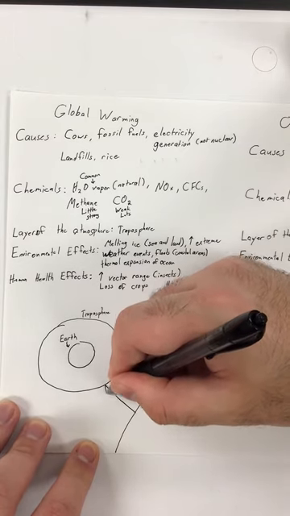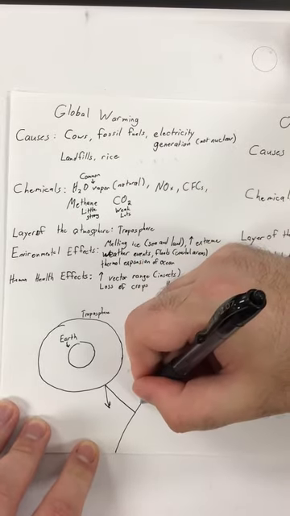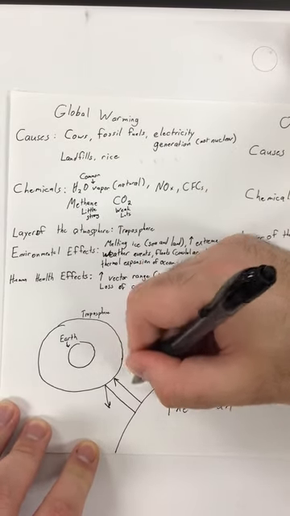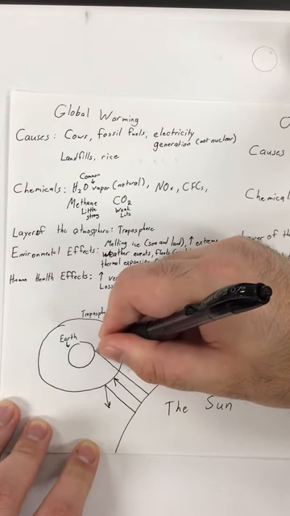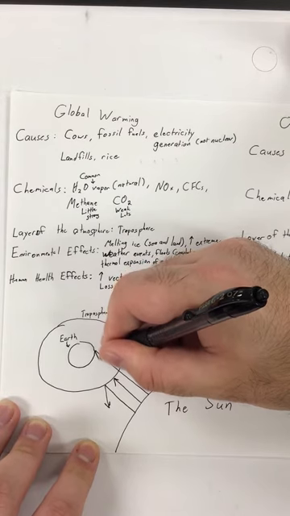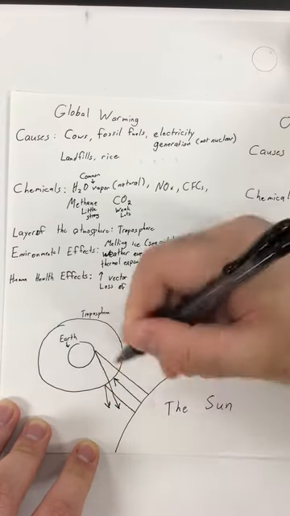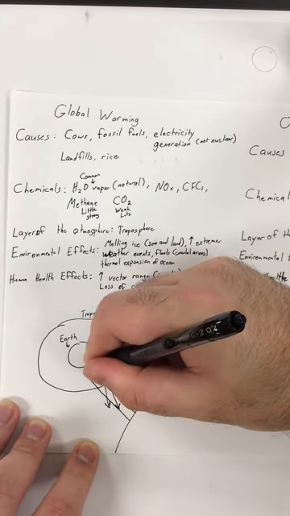The atmosphere will deflect some of it. It just won't make its way to the surface of the Earth. So some gets deflected. Some doesn't make it to the Earth's surface, where it's absorbed, and then it's re-emitted, and it goes back out into space. So overall, it's not contributing that much to the heating of the Earth.